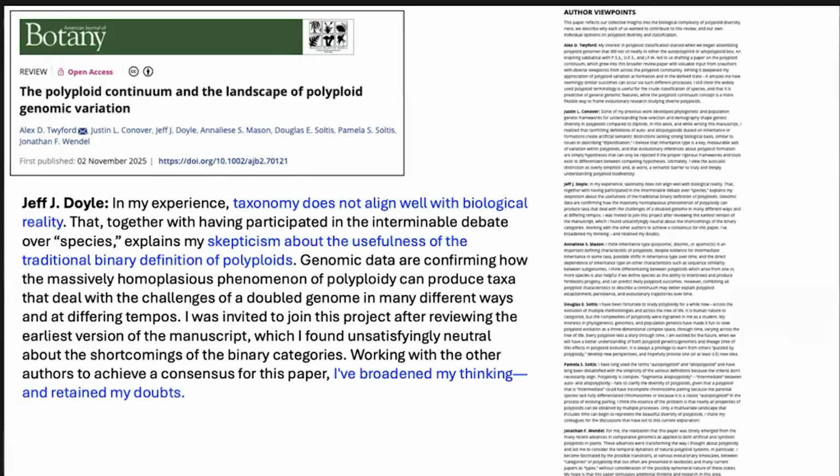definition of polyploids. Genomic data are confirming how the massively homoplasious, or parallel independent, evolution phenomenon of polyploidy can produce taxa that deal with the challenges of a double genome in many different ways and at different tempos. I was invited to join this project after reviewing the earliest version of the manuscript, which I found unsatisfyingly neutral about the shortcomings of the binary categories. Working with the other authors to achieve a consensus for this paper, I've broadened my thinking and retained my doubts.